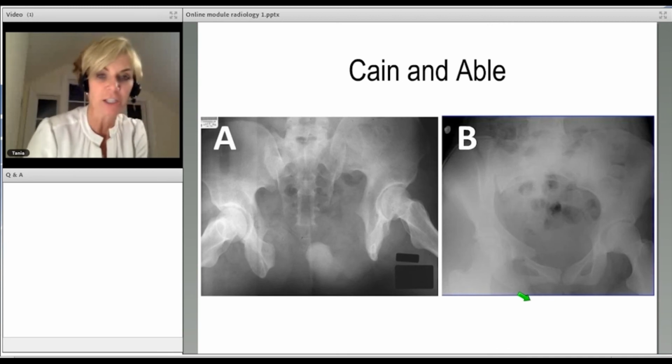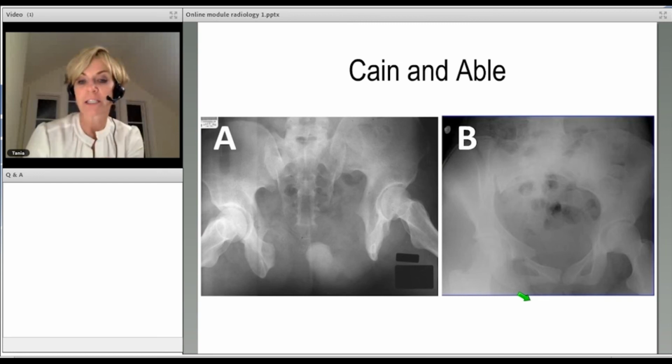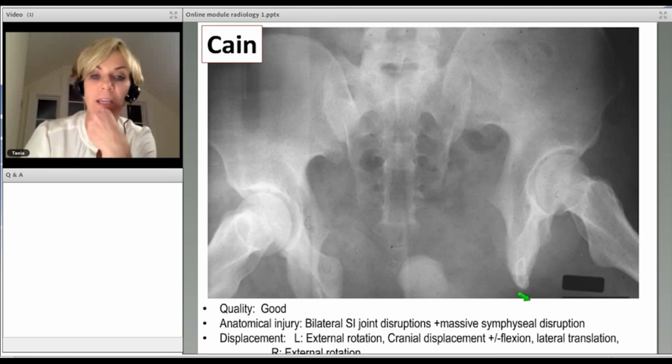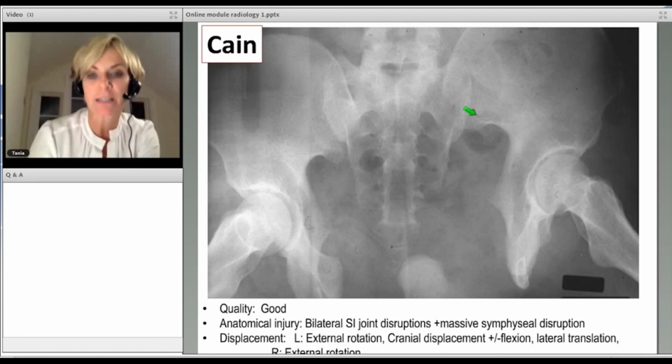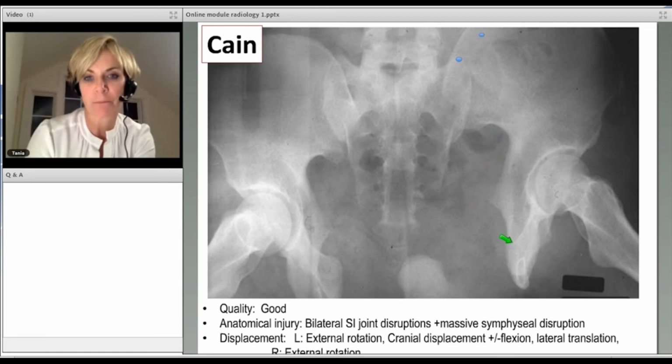So let's go back to our patients, Cain and Abel. What did you think? I asked you to take a moment at the beginning of the course. Let me tell you what I think about them. So after my evaluation with Cain, I think it's a pretty high quality film. Anatomically, I've identified an SI joint dislocation here, and there is a massive symphyseal disruption. When I start thinking about the displacement, there's clearly an external rotational deformity. So the posterior column is seen completely here. This looks deformed too. There's looking like there's an SI joint dislocation here as well.